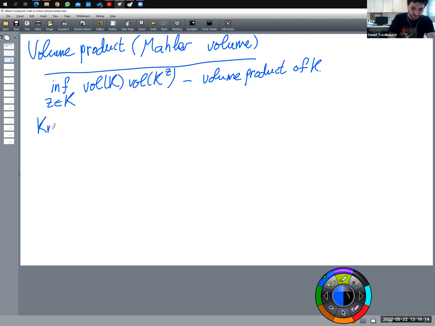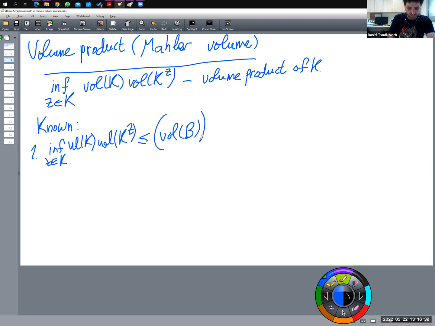There are several things that are known about this. First, there is the actual Blaschke-Santalo inequality: the Mahler volume of any K attains its maximum for the Euclidean ball, where B is the unit Euclidean ball. And this result is known as the Blaschke-Santalo inequality.